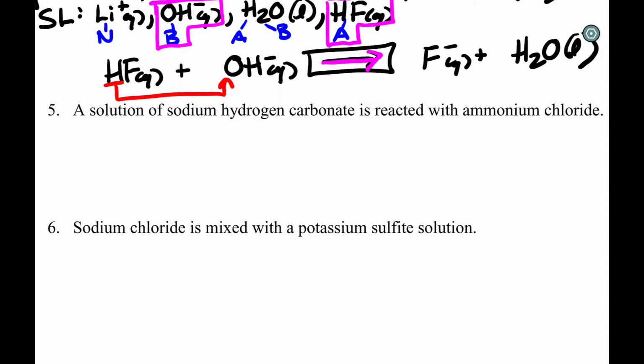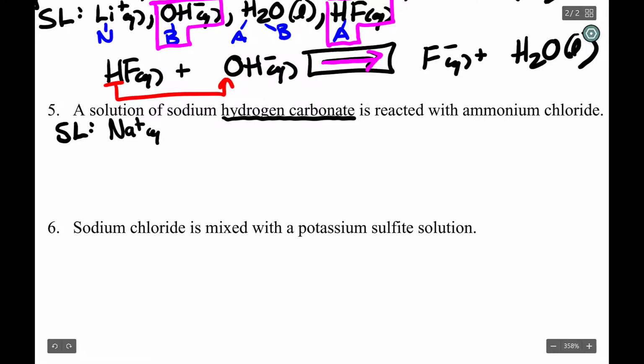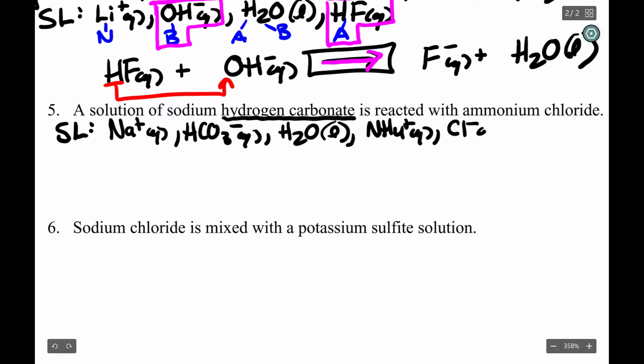In question number 5, we have a couple of ionic compounds being mixed together in solution. So starting on my left-hand side here, it says a solution of sodium hydrogen carbonate. Now remember, hydrogen carbonate is one ion. It's a polyatomic ion. So I have sodium ion aqueous, and then hydrogen carbonate ion aqueous. This, of course, is in solution, so water is present. And it's reacting with ammonium chloride. I'm not going to add another water because it's already part of my list. I know it's in solution.